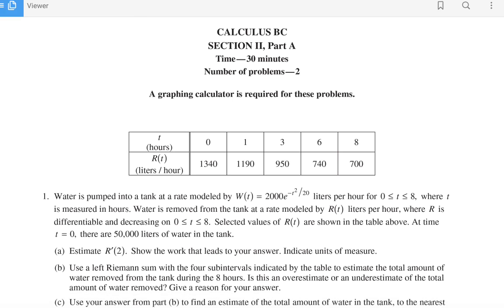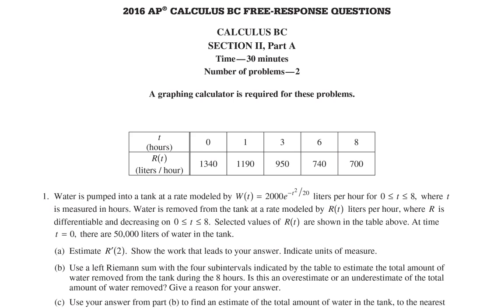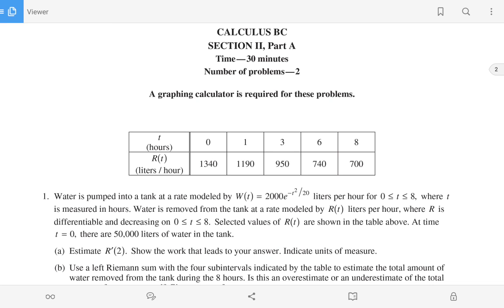Now, part B. Use a left Riemann sum with 4 subintervals indicated by the table to estimate the total amount of water removed from the tank during the 8 hours. Is this an over or under estimate of the total water removed? Give a reason for your answer. Well, if you graph these values, notice it's a decreasing differentiable function, right? 1340, 1190, right? A left Riemann sum, that's going to be an overestimate, isn't it?